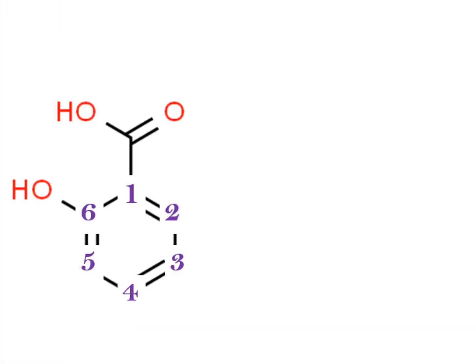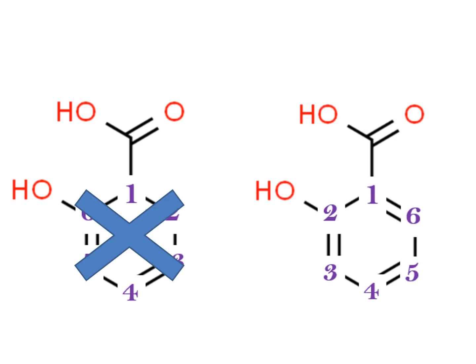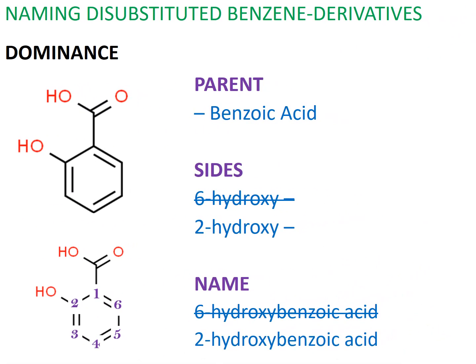Which leads us to ask, is the alcohol group really bonded to the 6th carbon of benzene, or the 2nd carbon of benzene? Since 2 is much lower than 6, the real name of this disubstituted benzene derivative is 2-hydroxybenzoic acid, or 2-hydroxybenzene carboxylic acid.